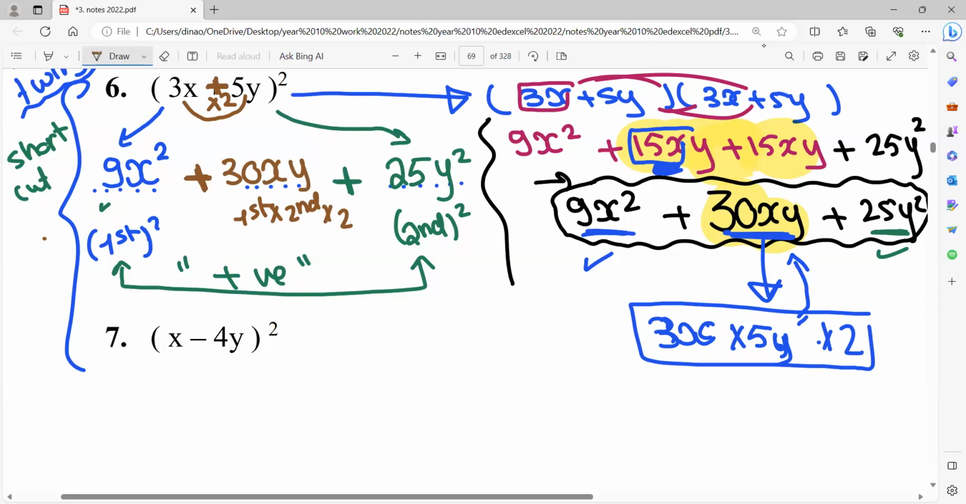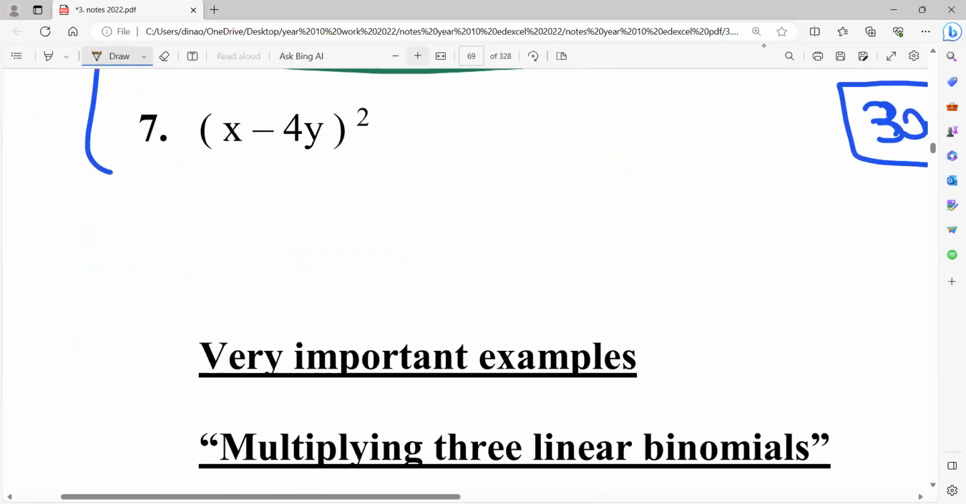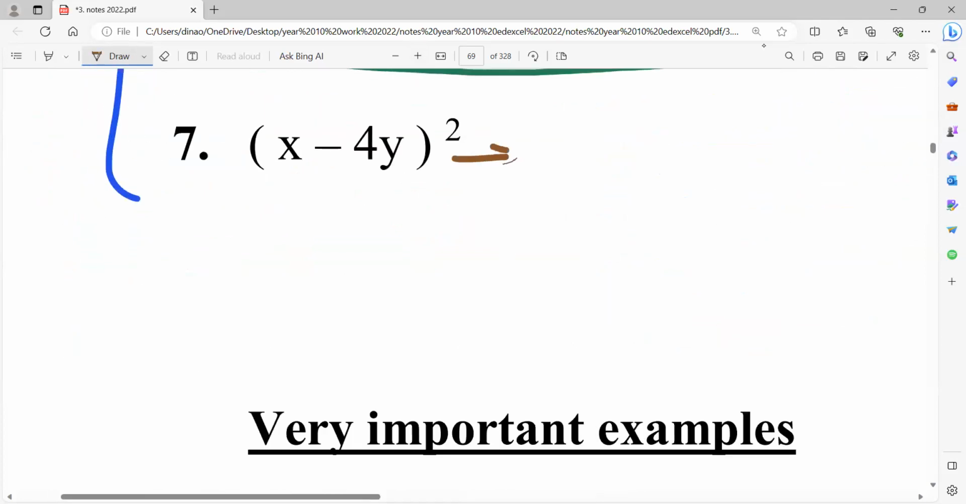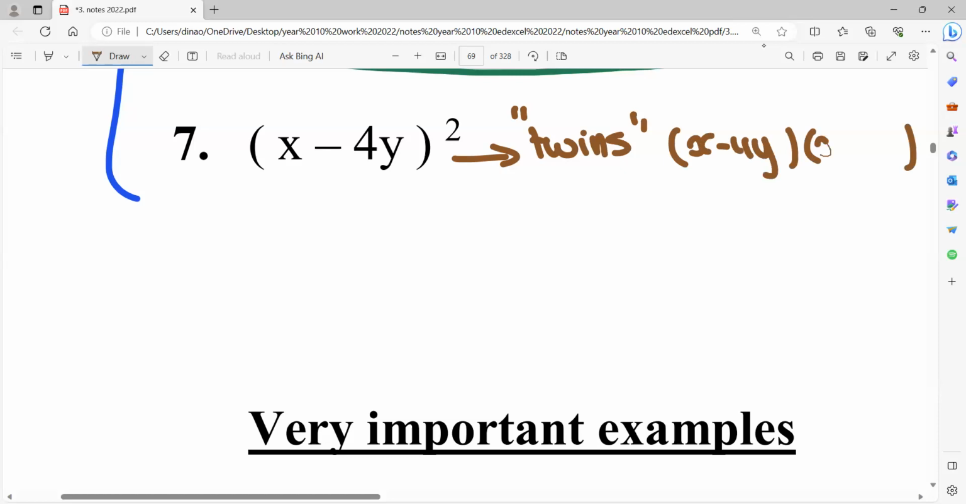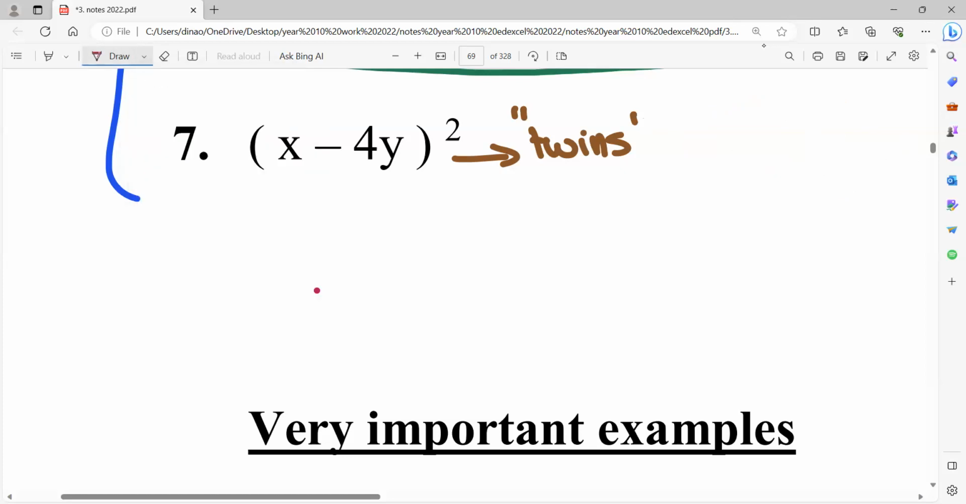Let me re-explain the shortcut of twins in question number 7. In question number 7, as you can see over here, let me zoom in. Again, these are twins. Why are they twins? Because I can expand into 2 identical brackets as follows, and then I can do it the normal way. But is there a shortcut that I can use for twins? Yes, there is. And the shortcut is 1, 2, 3.